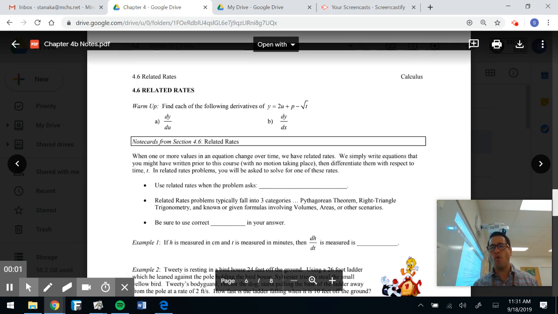Aloha class, section 4.6, related rates, the last section in chapter 4. So we're going to test it up here pretty soon.